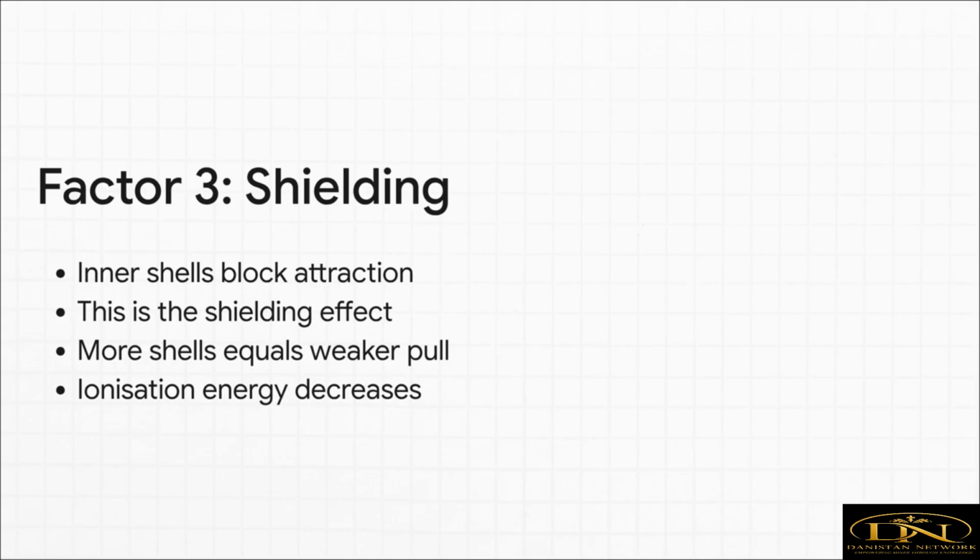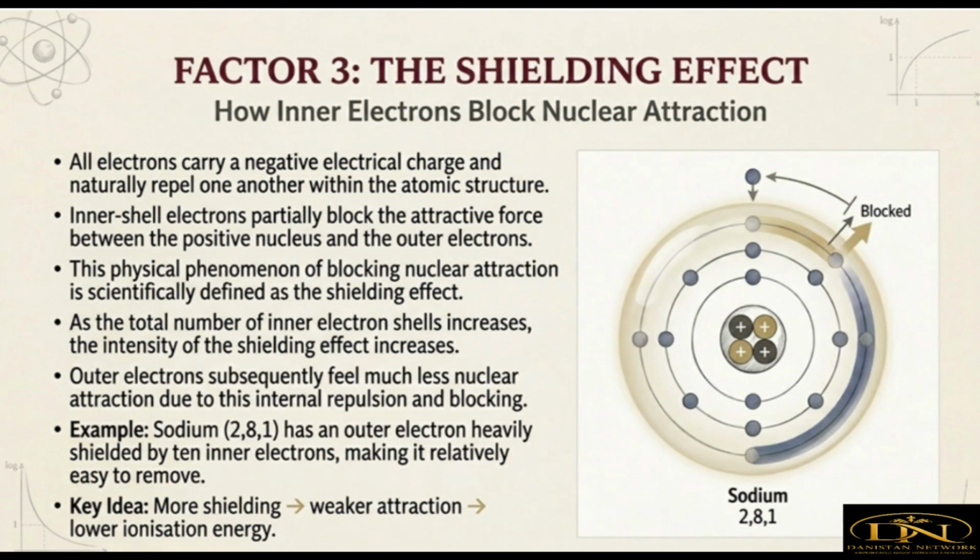Look at sodium again with its 2-8-1 configuration. That single outer electron has 10 inner electrons standing between it and the nucleus. So the key idea to lock in for the exam: more shielding equals weaker attraction, which means lower ionization energy. The following are critical points regarding this heading. Please examine them closely as they are highly significant from an examination perspective.